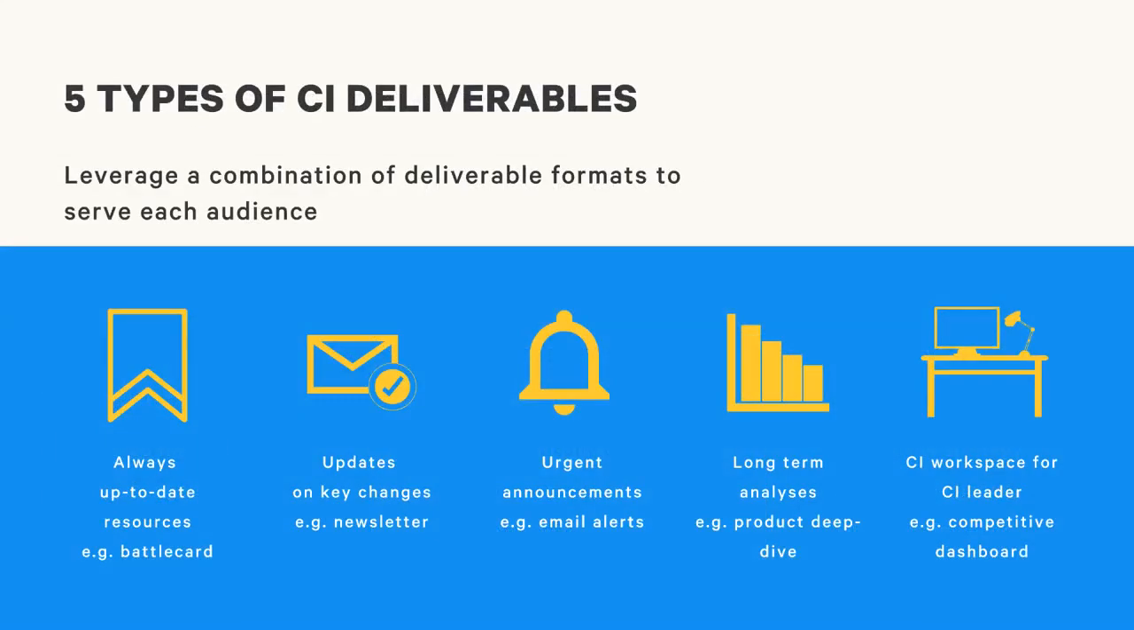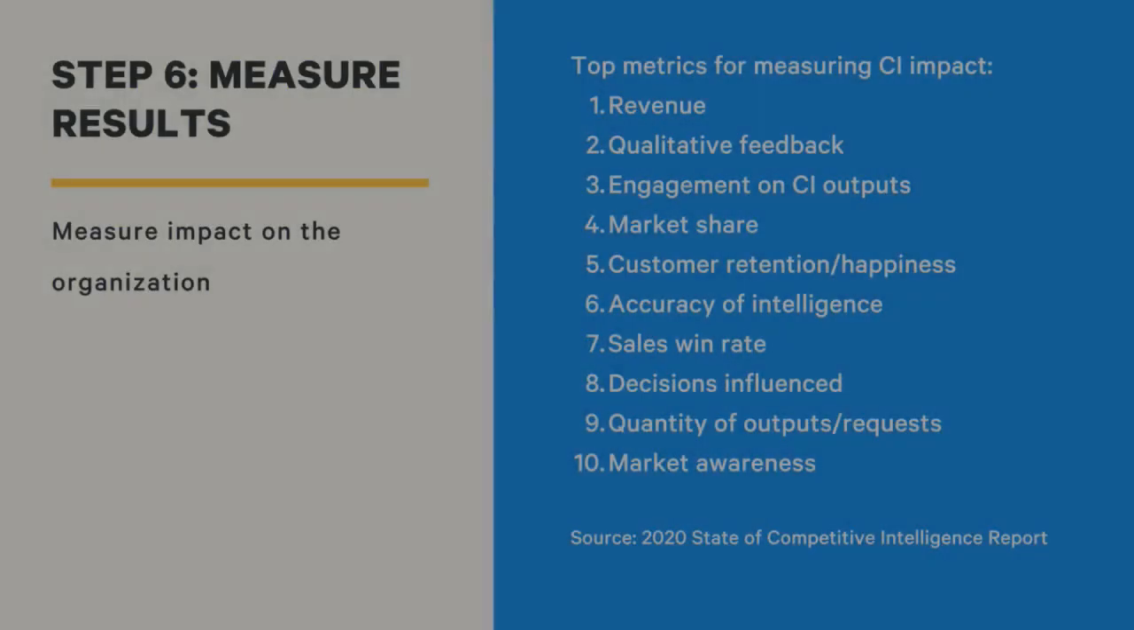So these are resources about a competitor or about the competitive landscape that are always up to date. Next piece here is updates on key changes. So this could be a monthly newsletter that goes out to pretty much any of these stakeholders. So Product Deep Dive is a great example here of just understanding what the competitor is investing in, what some of the successes, some of the gaps are with particular product areas.